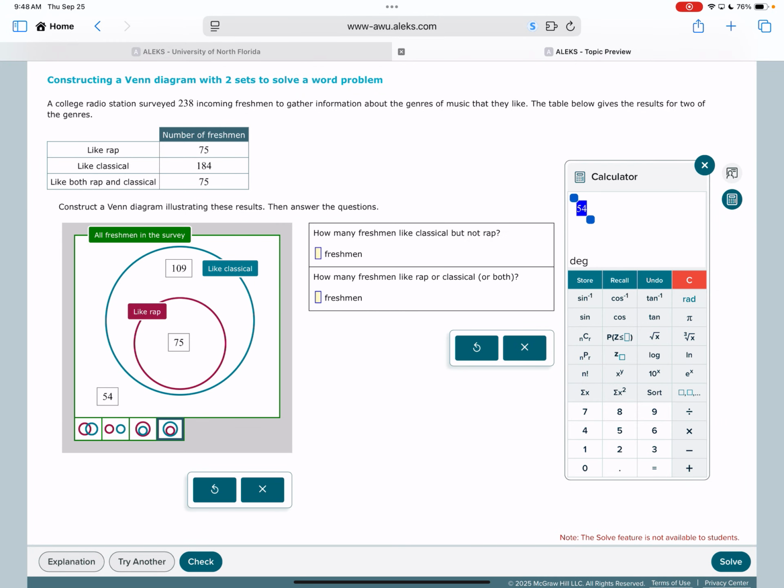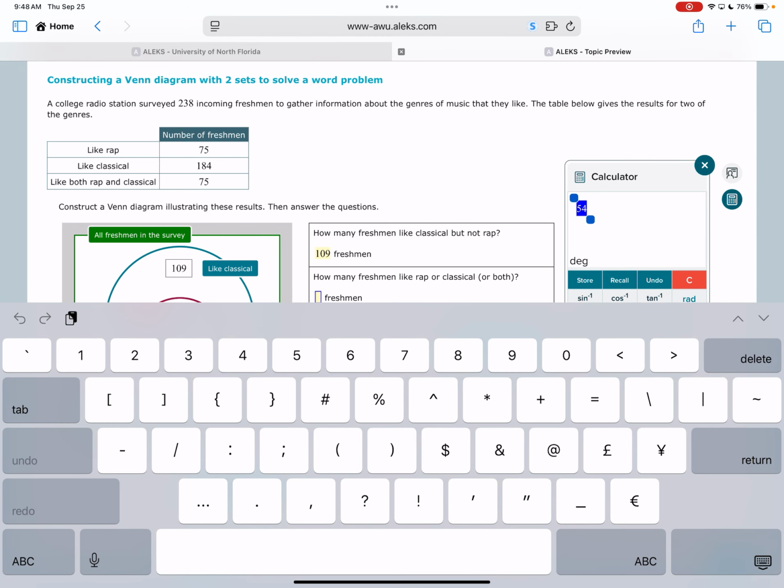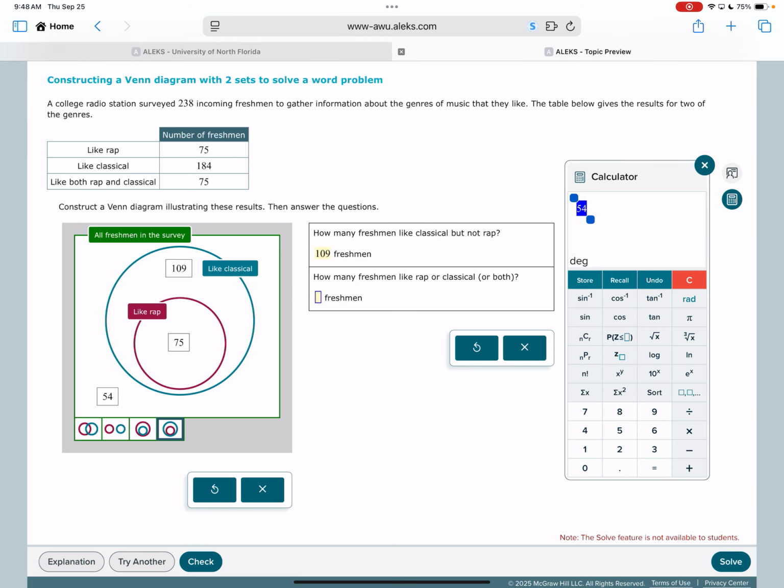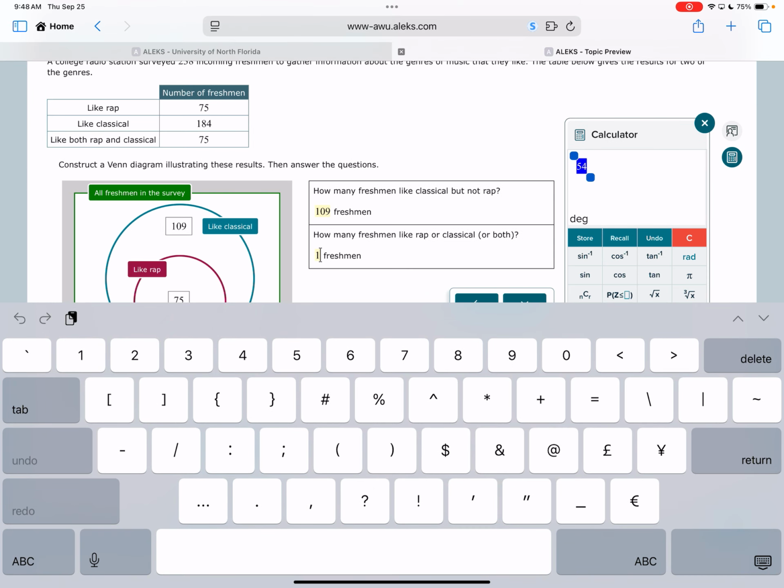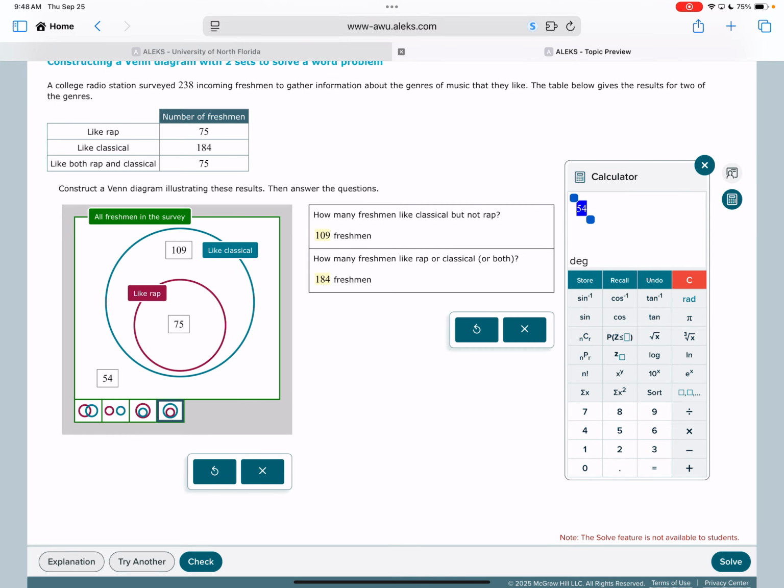How many freshmen like classical but not rap? Now we can look at this and answer these questions. Those questions do kind of guide you to help you fill out the chart, so if you get stuck, that is useful. How many freshmen like rap or classical or both? That would be everything inside the circles, the 184.